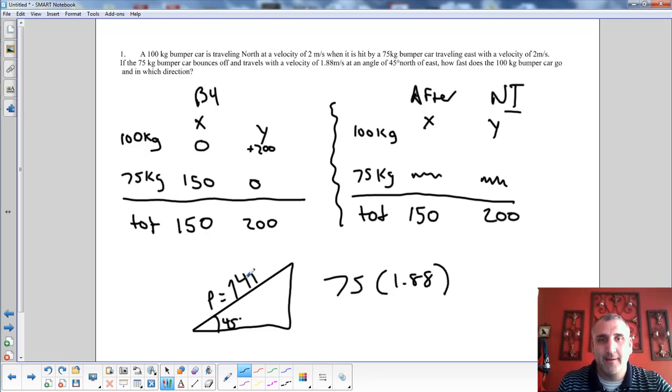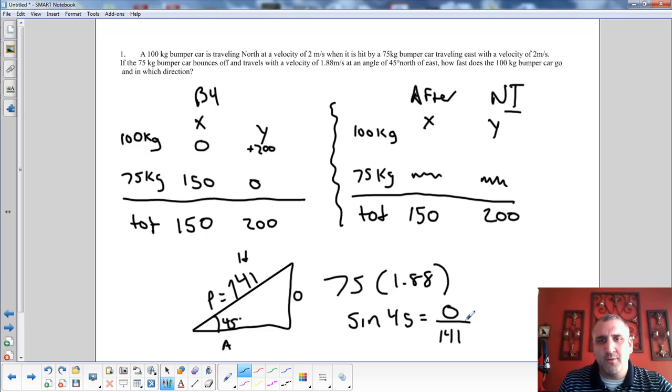Okay. So if this hypotenuse is 141, I should be able to figure out what the adjacent and the opposite sides are. And since it's a 45-degree angle, I can figure out one and know the other because they're the same. I have the hypotenuse here, so I probably would use sine. Sine of 45 equals the opposite, so I'll figure out this guy over 141.